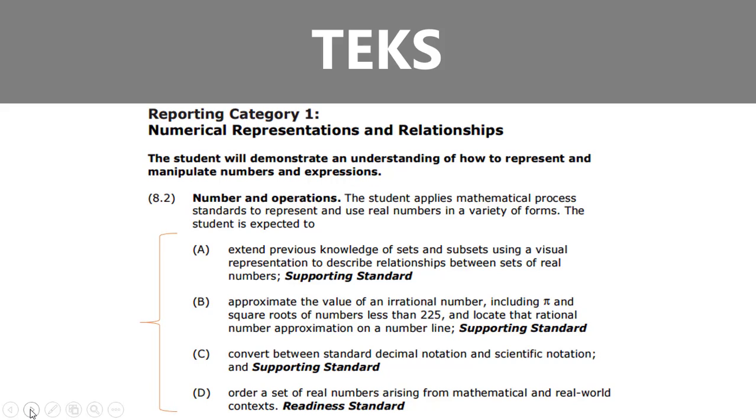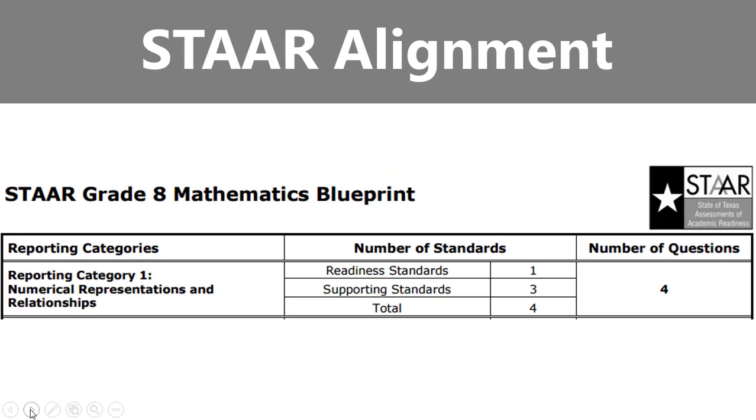Now on to STAAR alignment. This unit covers TEKS 8.2a, b, c, and d, 8.2d being the most important, given that it's a readiness TEK. These TEKS correlate to Category 1 on the STAAR. While it is the smallest category and the least tested, it is, in my opinion, the easiest category and what I like to call gimme questions.